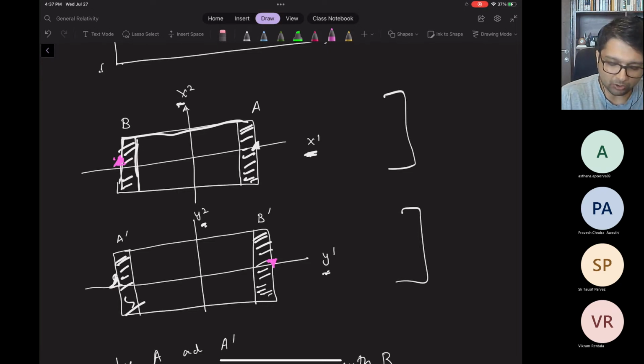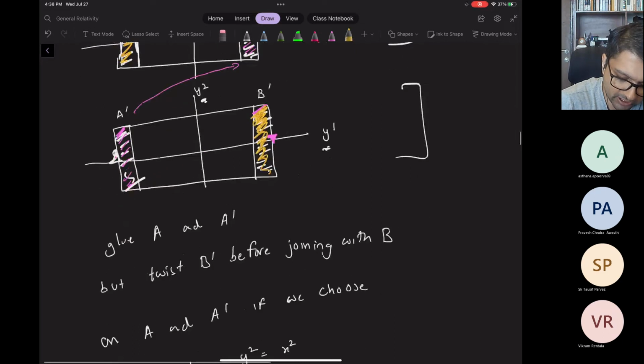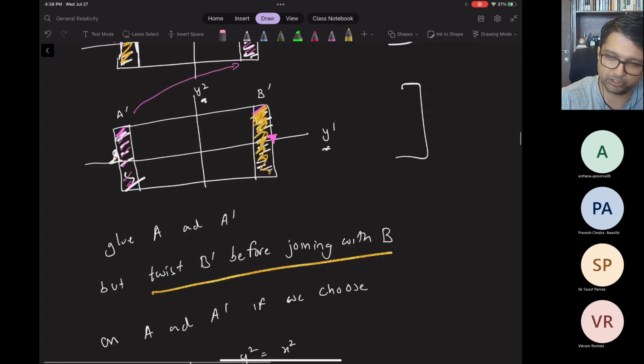Okay, so now you glue them in a smooth way, which means that this region of A prime overlaps with this region of A. So there's an overlap of these two regions. And this region of B prime, which is over here, smoothly overlaps with this region of B, but with opposite orientations. There's a twist in these regions. So now we glue A and A prime, but we twist B prime before joining it with B.